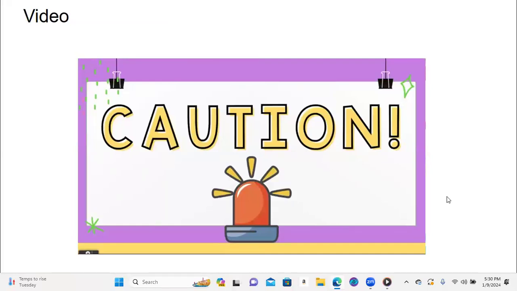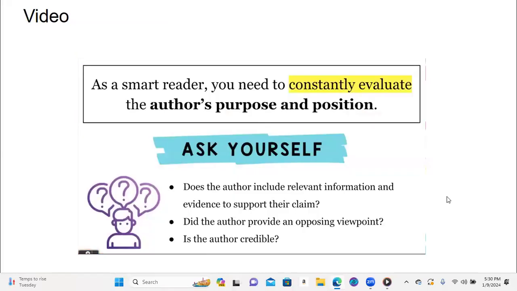But let's use some caution here, y'all. As a smart reader, you need to constantly evaluate the author's purpose and position. So you need to ask yourself, does the author include relevant information and evidence to support their claim? Does the author provide an opposing viewpoint? Is the author credible? Now, if you're looking at that kind of stuff and you're like, what is she talking about? Don't worry, I'm getting ready to define some of these vocabulary words to help you.